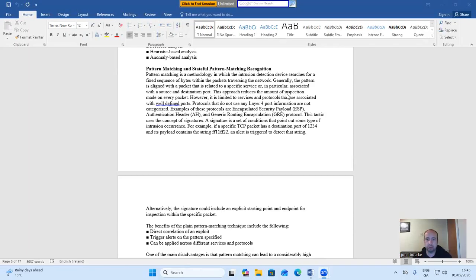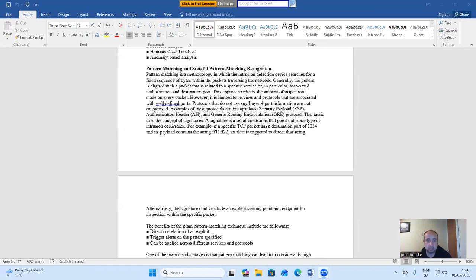This approach reduces the amount of inspection made on every packet. However, it is limited to services and protocols that are associated with well-defined ports. Protocols that do not use any layer 4 port information are not categorized. Examples of these protocols are Encapsulated Security Payload (ESP), Authentication Header (AH), and Generic Routing Encapsulation (GRE) protocol.